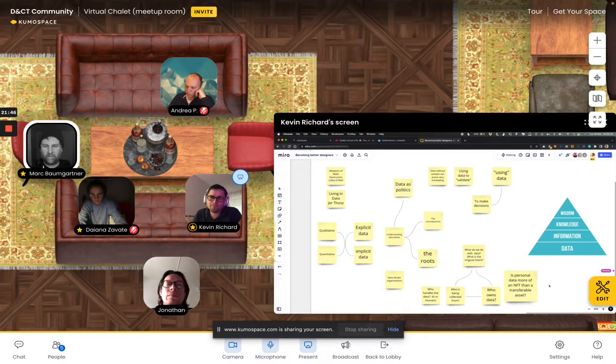Yeah, and I think it's worth understanding that there's an entire set of skills and an entire profession that actually does that before designers claim to be really working with data.